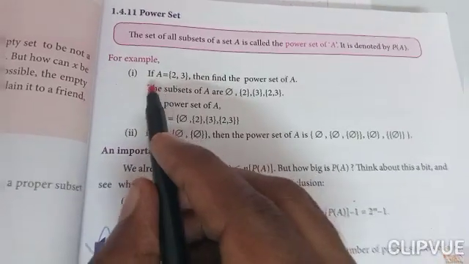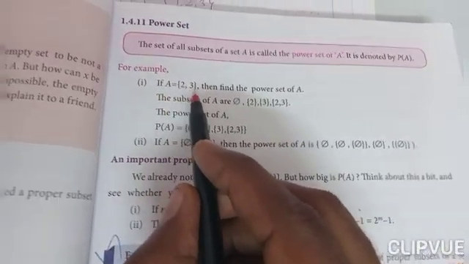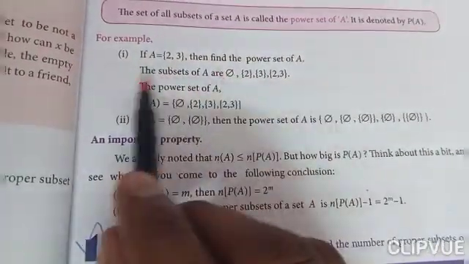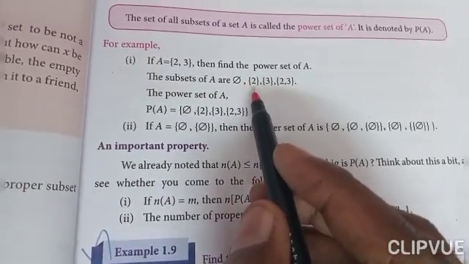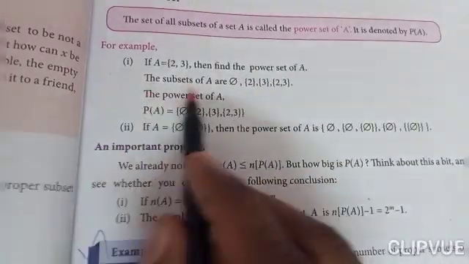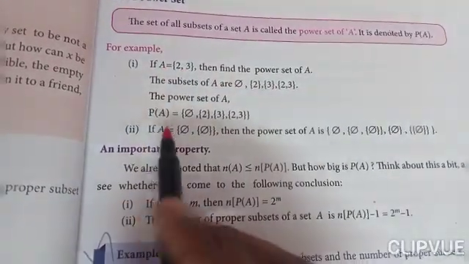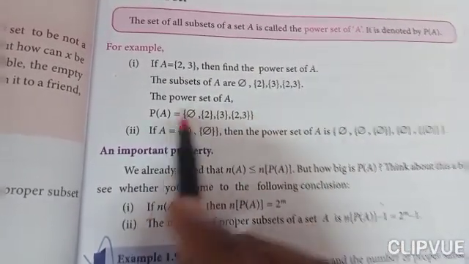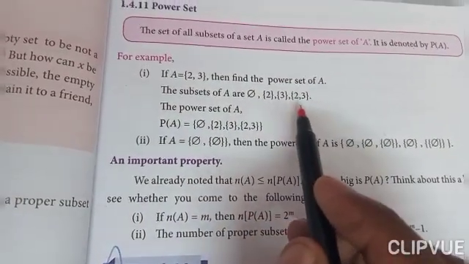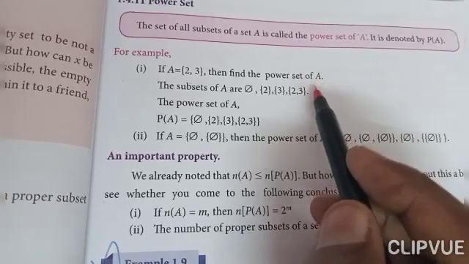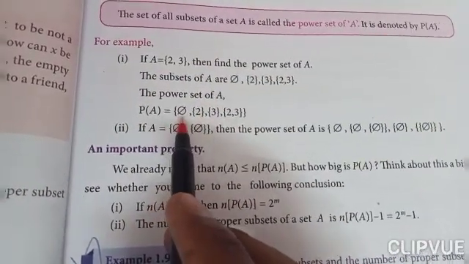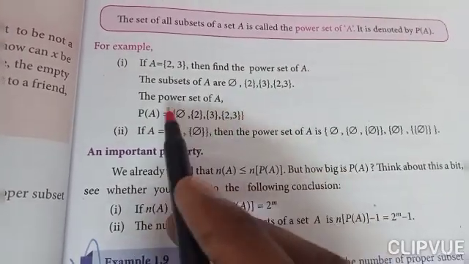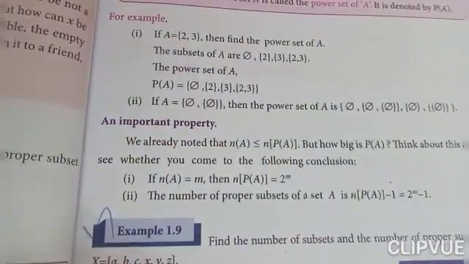Look at the example. Set A is given as A equals 2, 3. Then find the power set of A. Before we write the power set, we have to write the subsets of A: null set, 2, 3, and 2, 3. These are the subsets of the given set A. After that, the power set of A we have to write inside curly brackets. In the subsets, there is no need to write the elements inside a set bracket. But for the power set, we have to represent null set, element 2, 3, and 2, 3 inside the curly bracket. This is very, very important.